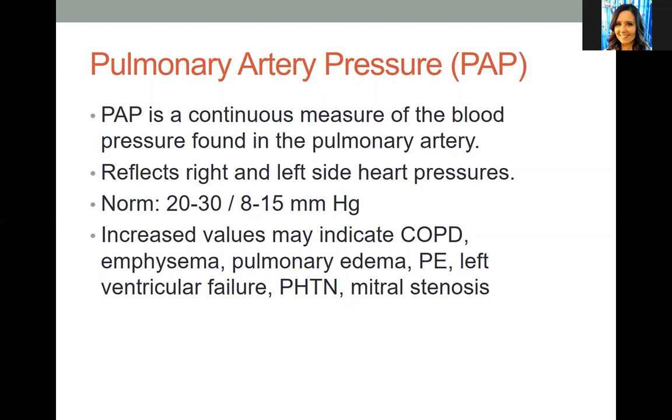With the systolic pressure, we're looking at right ventricular ejection pressure. With the diastolic pressure, we're really looking at that pulmonary vascular resistance pressure. Pulmonary artery pressure may be increased with COPD or emphysema, pulmonary edema, PE, left ventricular failure, remember we can look at the left side, pulmonary hypertension, and mitral stenosis. With the mitral stenosis, that valve is really hard and stenotic, so blood flow actually regurgitates or backs up, thus increasing pressures on the right side.